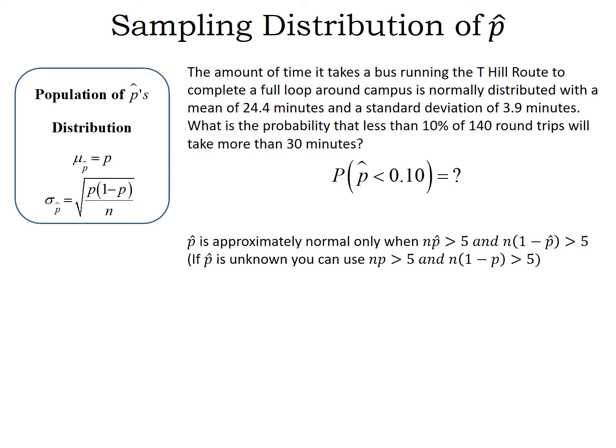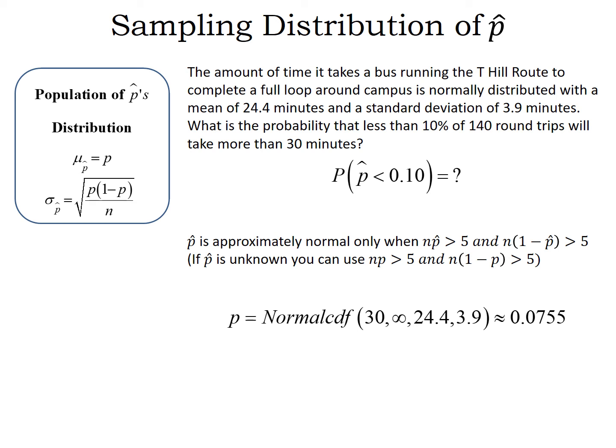And the event we're interested in here is a round trip taking more than 30 minutes. So, to find the actual probability that a round trip takes more than 30 minutes, well, the round trips themselves are normally distributed, so we're going to go normal CDF from 30 to infinity. The mean and standard deviation of a round trip are 24.4 and 3.9. So we get about 0.0755. That is the actual probability that a random trip will take more than 30 minutes.